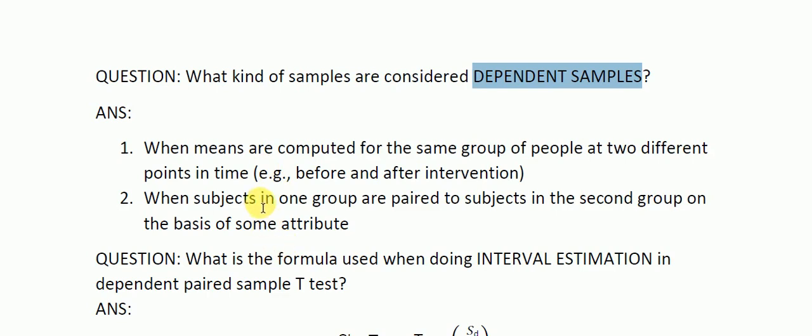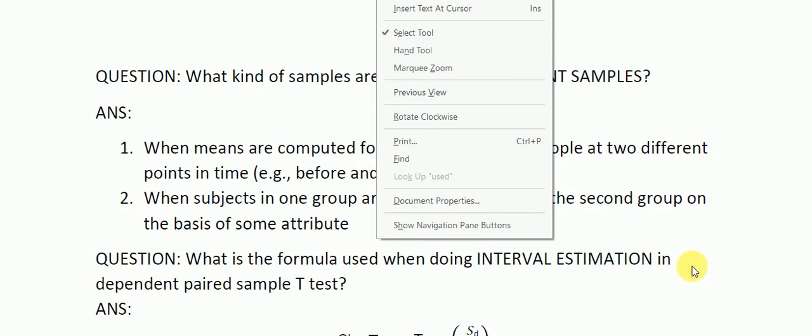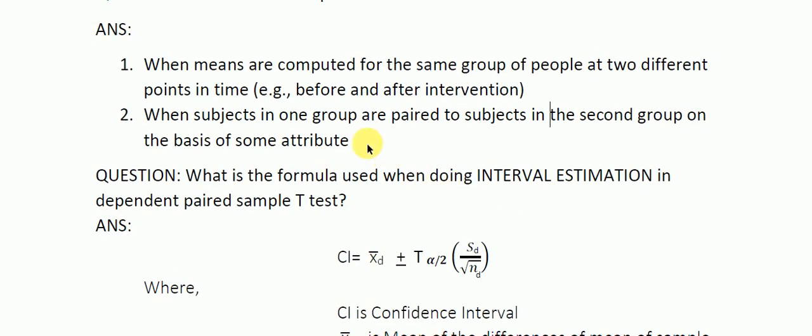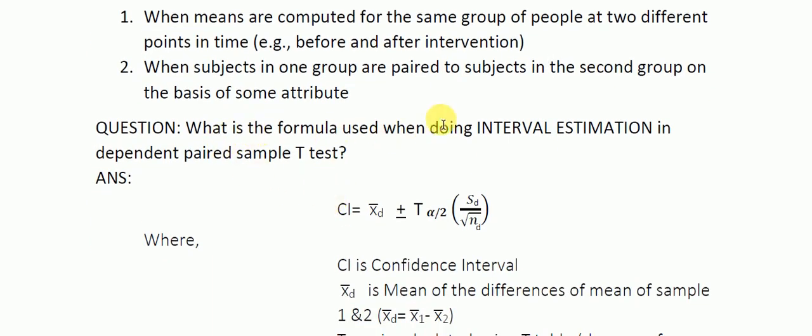And then we have a second situation where subjects in one group are paired to subjects in the second group on the basis of some attribute. So basically we have two different groups, but the people have similar attributes, and that gets them paired up. So let's see how it works. First of all, we'll see the formula for interval estimation in the dependent paired sample t-test.